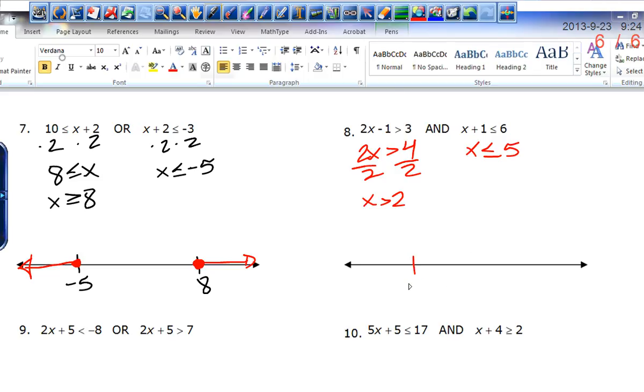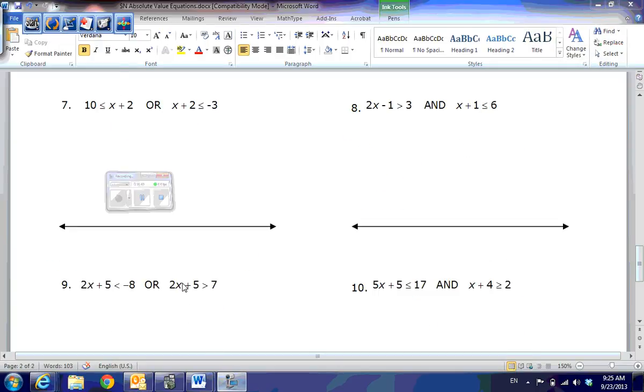I find 2 on my number line. I find 5 on my number line. 2 will be an open circle, and it's going greater than. 5 is a closed circle, it's going less than. Barbell. Alright, prove to me you know how to do the last 2, please.